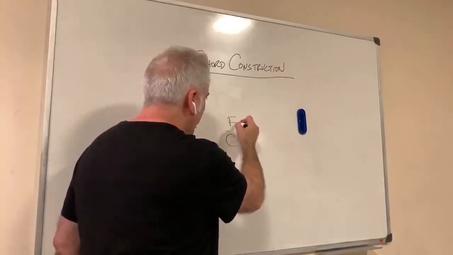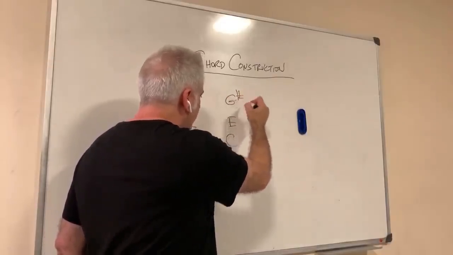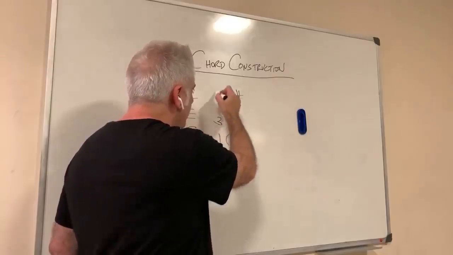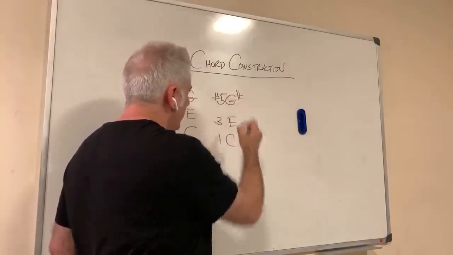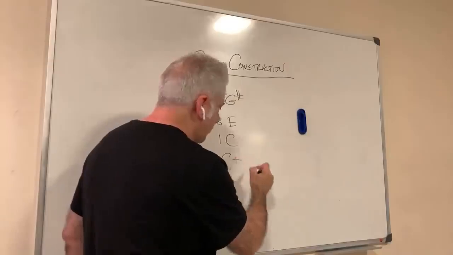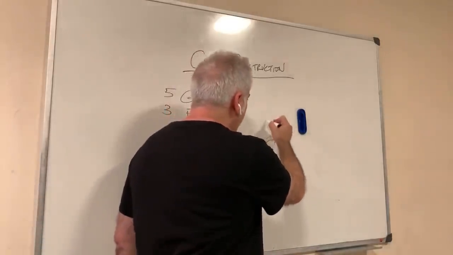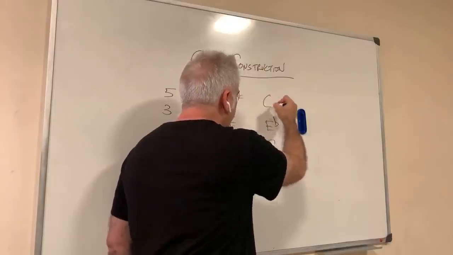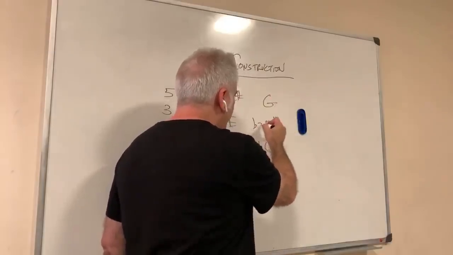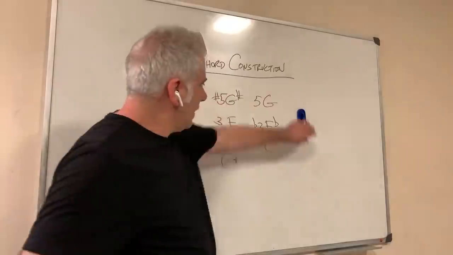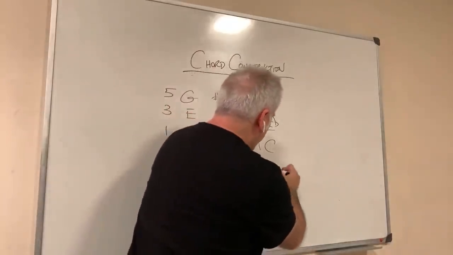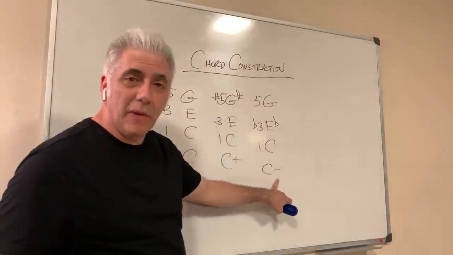C, E, G sharp. So that would be 1, 3, sharp 5. Okay, this is C augmented, that's with a plus. C minor is C, E flat, G, 1, flat 3, 5. I'm gonna put a C with a minus, that means minor.